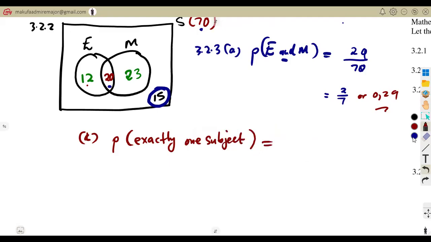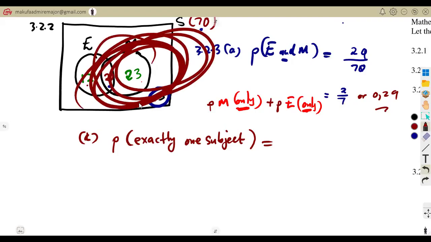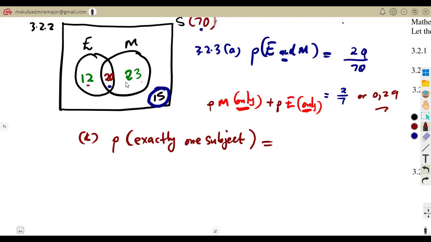Simply means those are the ones that are taking mathematics only. That is only one subject that this person is doing. What about these ones? They're also part of our answer. Economics only. Exactly one subject. So we are talking about two probabilities. Probability of M only plus probability of E only. So you can simply add, since they are on the same diagram, we can just add them.